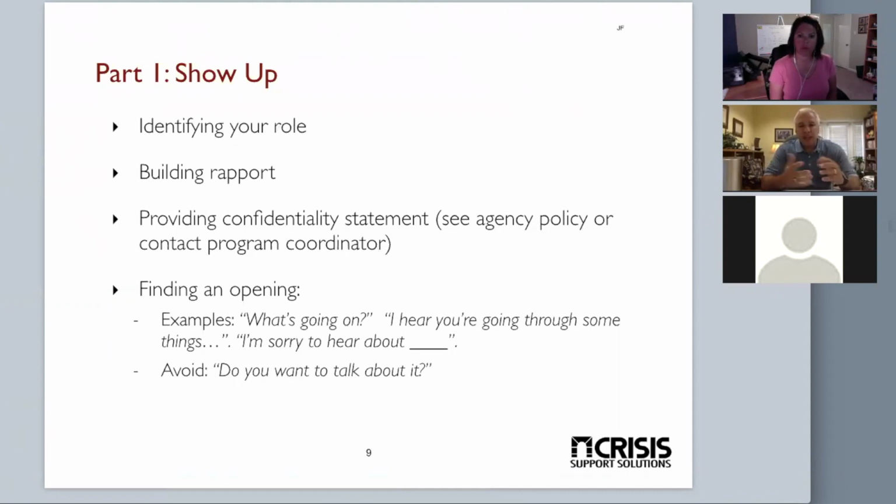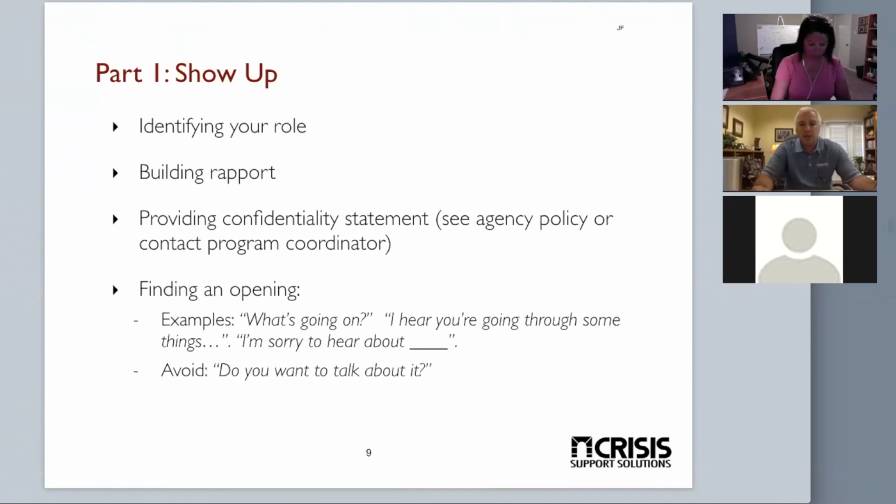Providing a confidentiality statement, for those of you who've been in our classes, can be different agency to agency. If you don't know what that is, which I think most everybody on the phone call knows, you certainly want to use your policy from your program coordinator within your agency to know what that is. For some, confidentiality is basically, I'm here to listen to you and I will not break confidence unless you threaten to hurt yourself or someone else. For some agencies, that extends on out to some legal issues of breaking the law, those types of things.